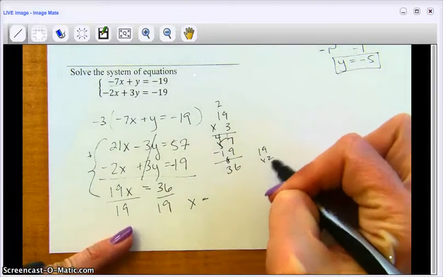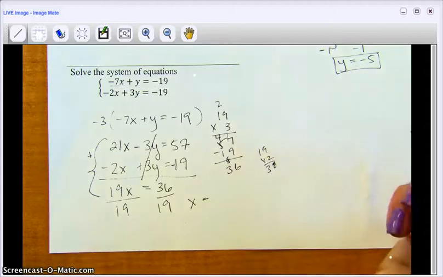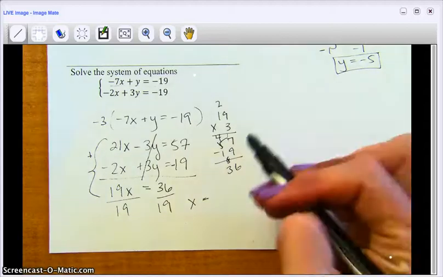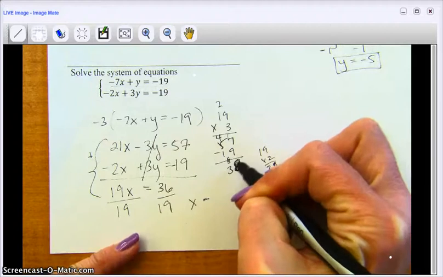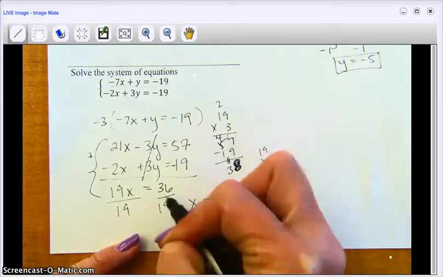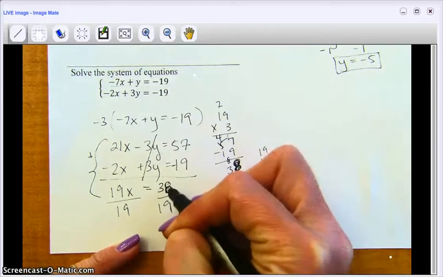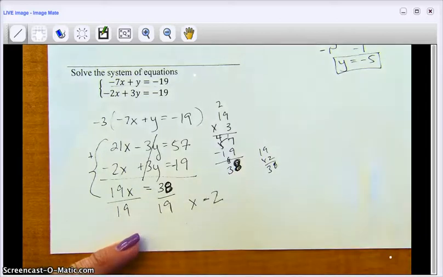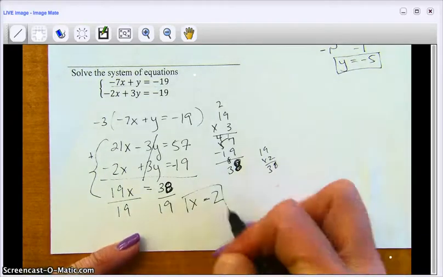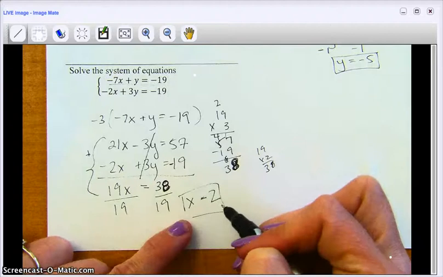19 times 2 is 38. Is there any way? Oh, yeah, I knew it. Sorry, guys. This is an 8, 38. Sorry, 57 minus 19, I knew this was not going to work out. Okay. Sorry, this number should have been 38, divided by 19. You would have gotten x was 2. Sorry, everybody. All right, and then I need to substitute this back in to find y.